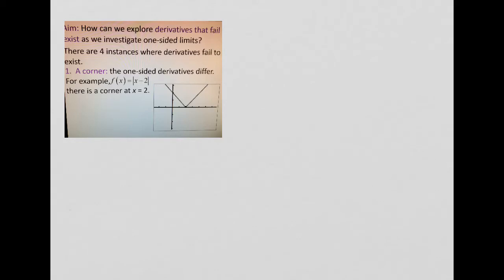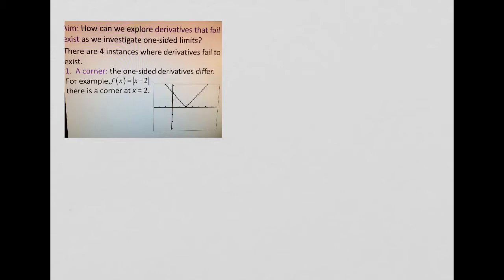Okay, so now that we understand how to find a derivative for f of x at a particular point, or any point p, through limits, then we can also prove or understand in more detail where our derivatives might fail to exist and why. So there are actually 4 different instances where derivatives fail to exist.